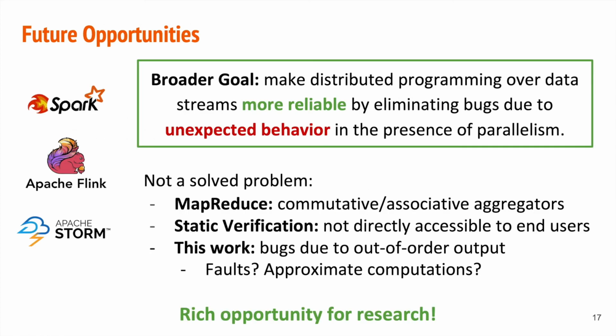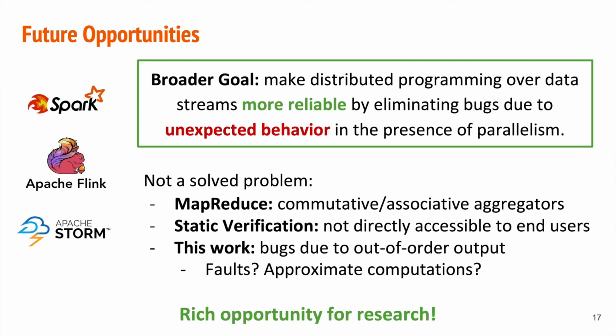This is a very rich space with a lot of opportunity for future research. Our broader goal here is to make distributed programming over data streams, for example, in stream processing systems such as Apache Spark, Flink, and Storm, more reliable by eliminating bugs due to unexpected behavior in the presence of parallelism. And there's been a lot of interest in related domains, but this particular domain has not been very well studied, and it's not a solved problem.